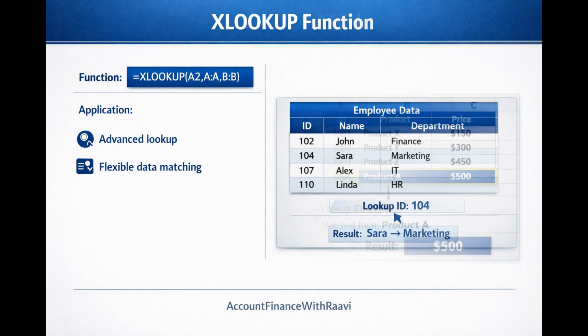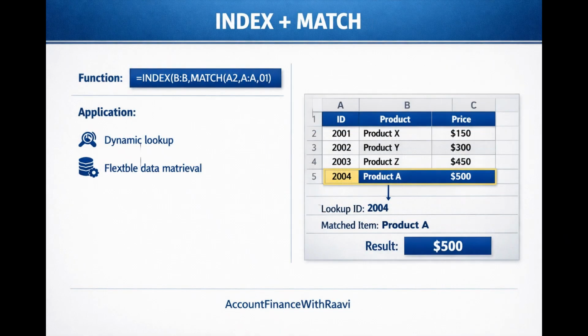Next important function is INDEX plus MATCH. Generally we will be using this INDEX plus MATCH function for dynamic lookup. It is mainly used for flexible data retrieval. For your understanding, there is an example given here. Employee ID is given, product is given, and the price is given. Now if you want to look up as per the ID the product item and the amount, nothing but the price, generally we will be using this dynamic lookup.